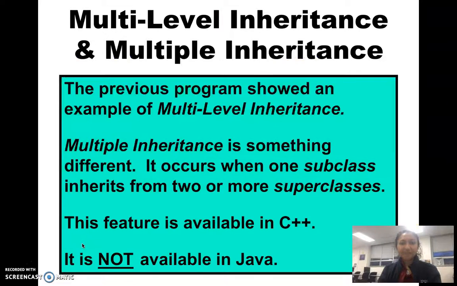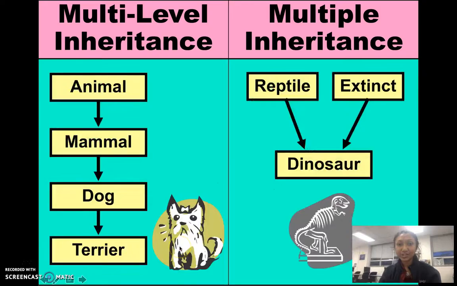Okay, moving on. Multi-level inheritance and multiple inheritance. The previous program showed an example of multi-level inheritance: animal, mammal, cat. Multiple inheritance is something different. It occurs when one subclass inherits from two or more superclasses. This feature is available in C++, not available in Java.